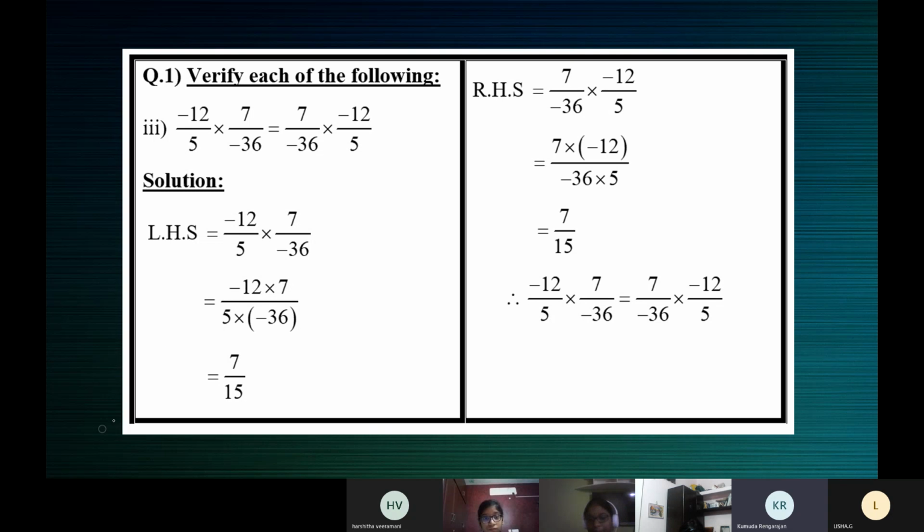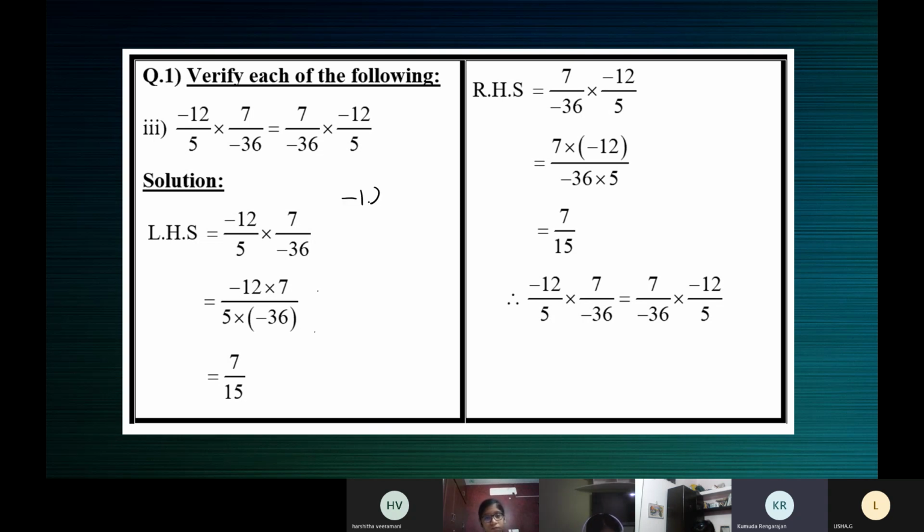So now what is the simplification? That is, we are dividing both the numerator and denominator by 12. See, you don't have to write all this. We are dividing both the numerator and denominator by 12. We are dividing this numerator and this denominator by 12.